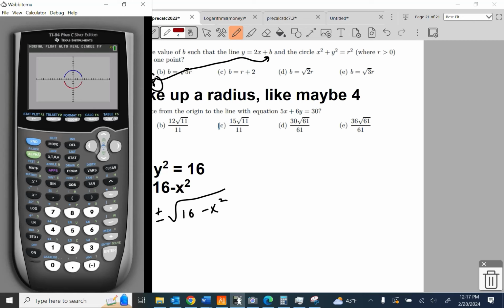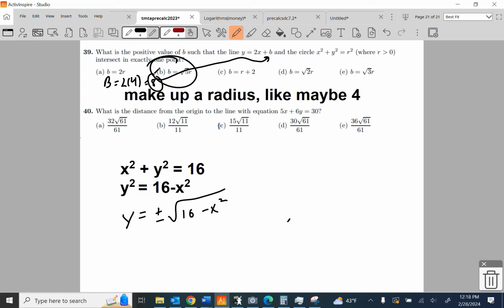Here comes my line. That's it. And it kind of looks like it might touch it twice, doesn't it? Let's zoom in. There's the circle. The line should be coming through in just a moment. It touches at once. Choice B all day long.